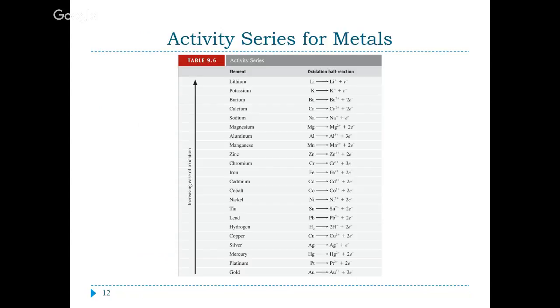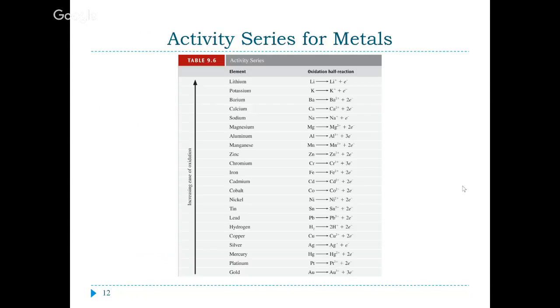So the last part of this section is going to deal with the activity series for metals and how we can read this table. So here we have this arrow that says increasing ease of oxidation. So basically that means that lithium is the easiest element to oxidize. It wants to give up its electron, and we see here then potassium is next.